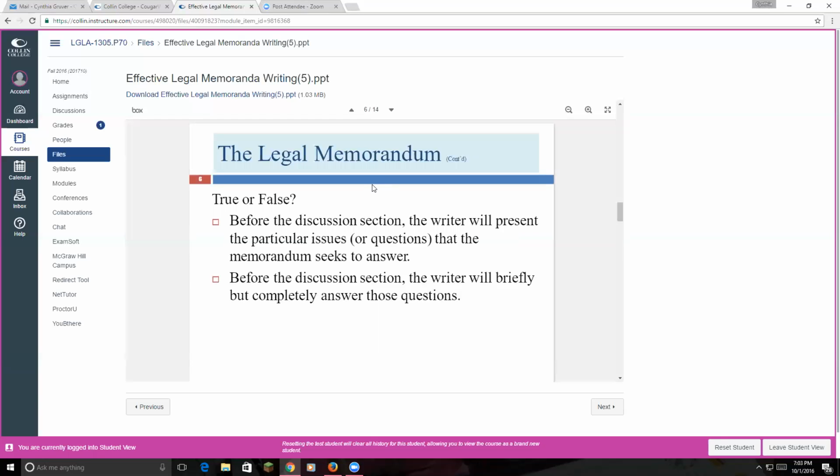True or false? Before the discussion section, the writer will present the particular issues or questions that the memorandum seeks to answer. That is true. We haven't gotten to the discussion section. We're going to get to that next, so this happens before. Obviously, you need to know what you're going to discuss before you can discuss it. Before the discussion section, the writer will briefly but completely answer those questions. Yes, that is also true.